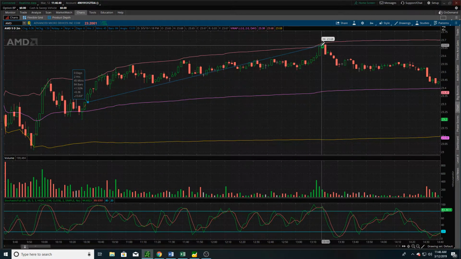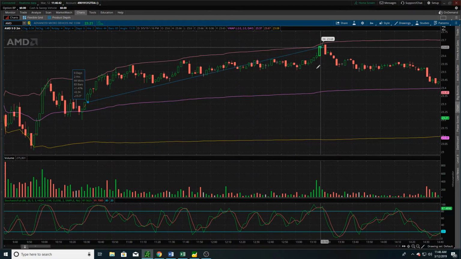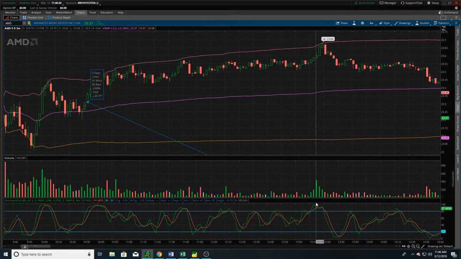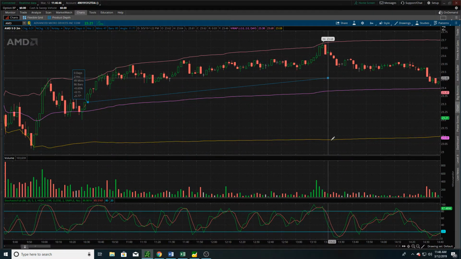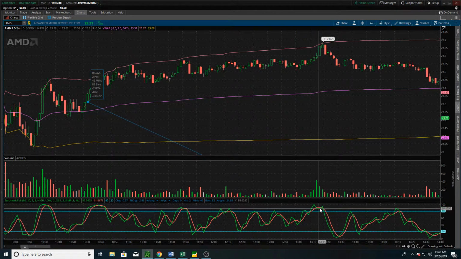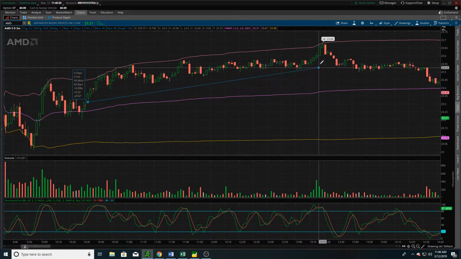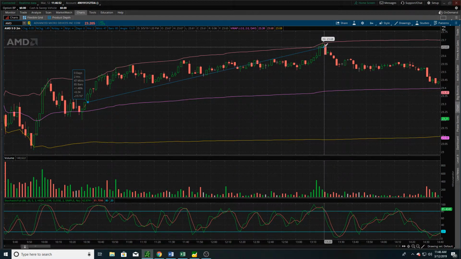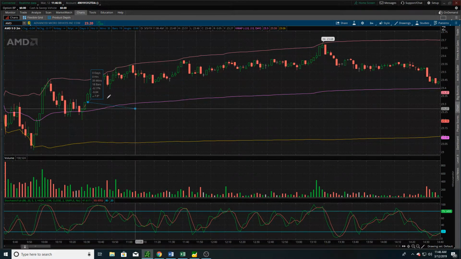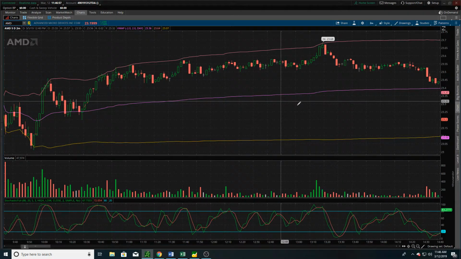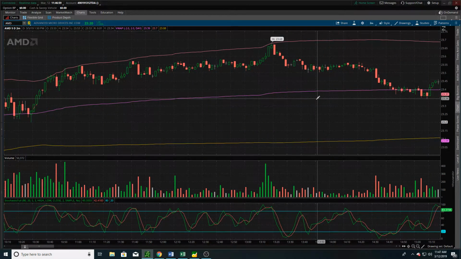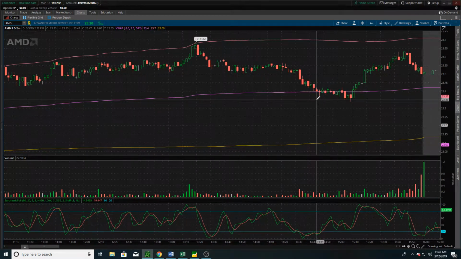Now if you would have held it all the way up here, I'm not saying you would have, but I personally would have got out around here just because if you see the stochastic divergence, this would have confirmed a low. Boom. And this right here, look at this. Look at this.